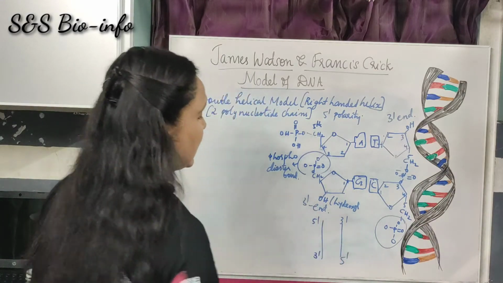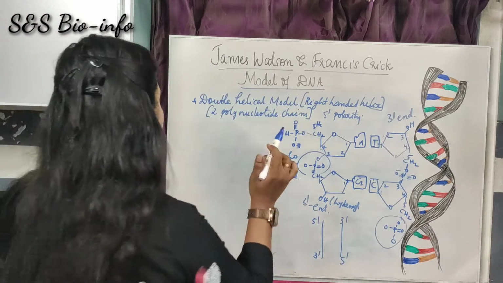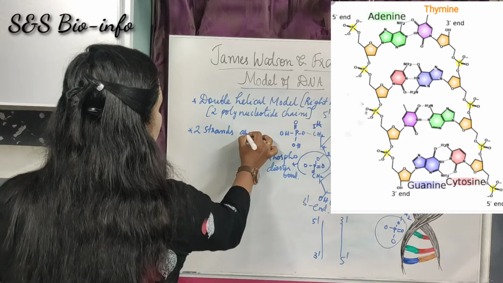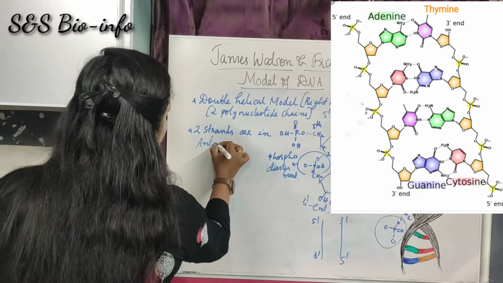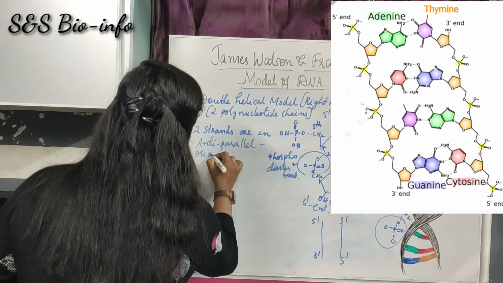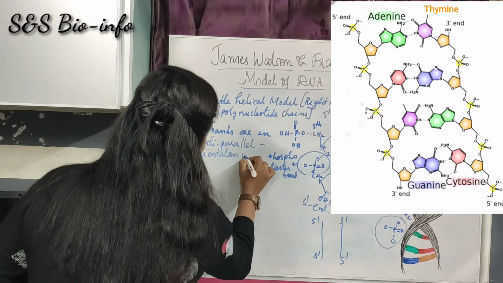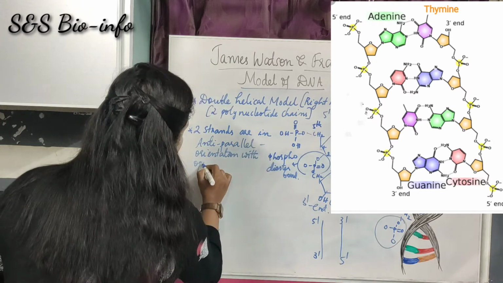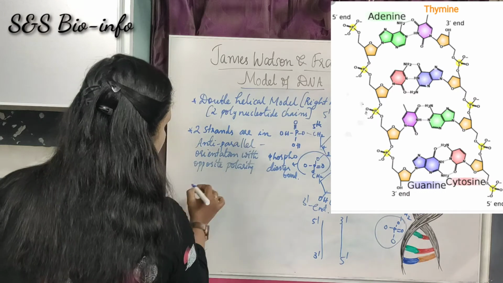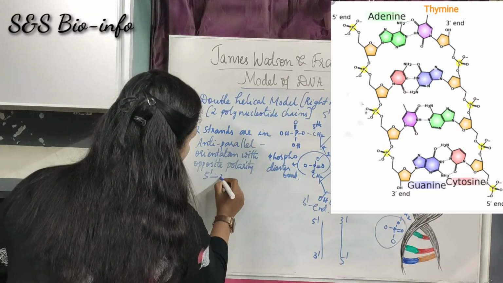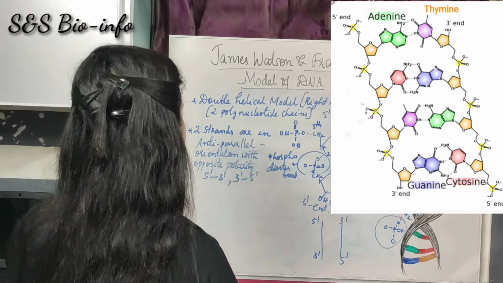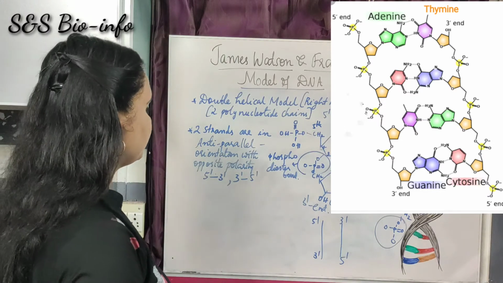So what can we understand from this figure? Here the two strands are arranged in an anti-parallel orientation. So the second point, two strands are in anti-parallel orientation with the opposite polarity. That means if one strand has a 5' to 3' polarity, the other strand will have a 3' to 5' polarity. That is the anti-parallel orientation of the two strands.